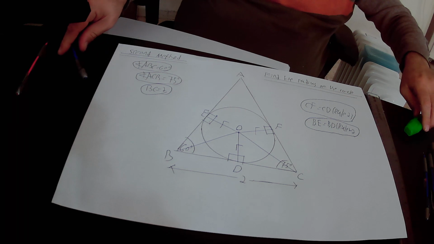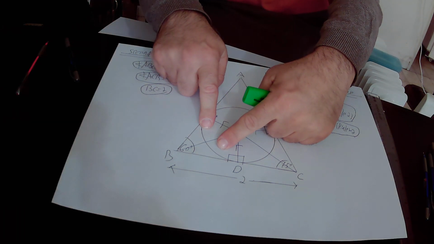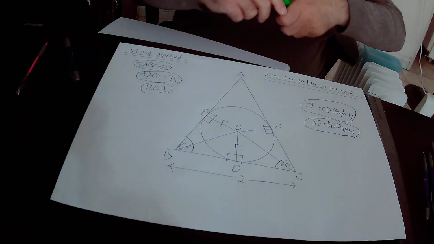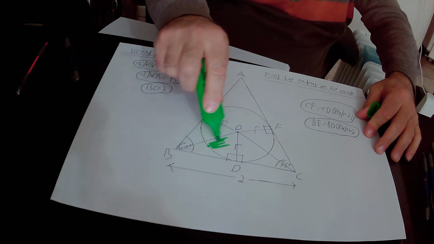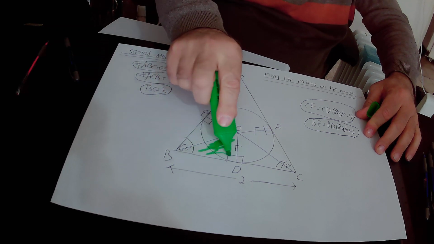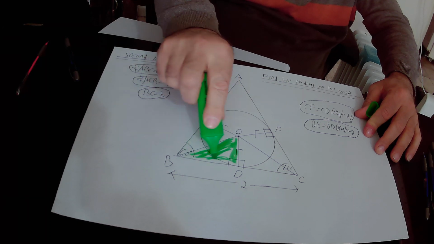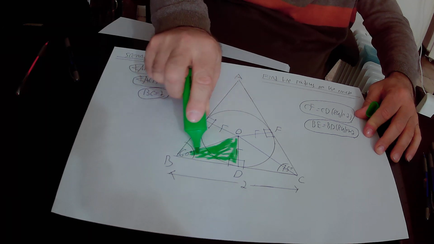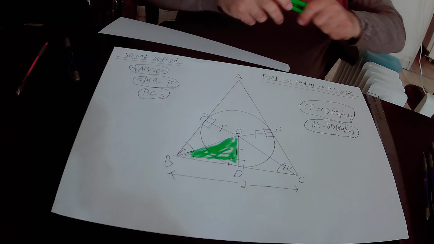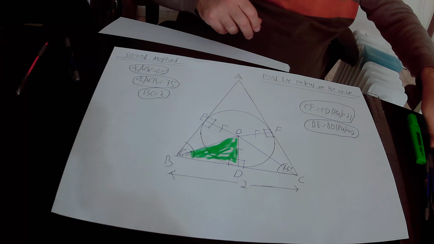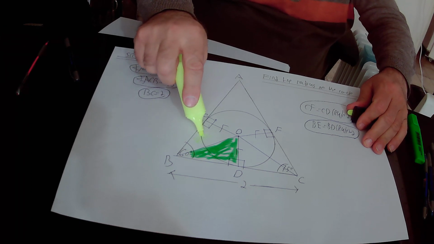In the next step, we prove that those two right angles can go into each other. That is to say, we prove that the green right triangle BOD is congruent to the yellow right triangle BEO.